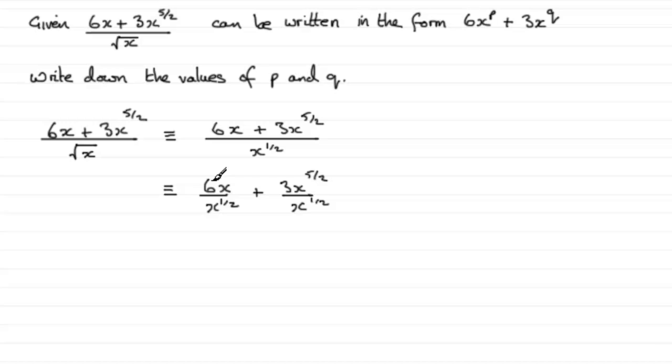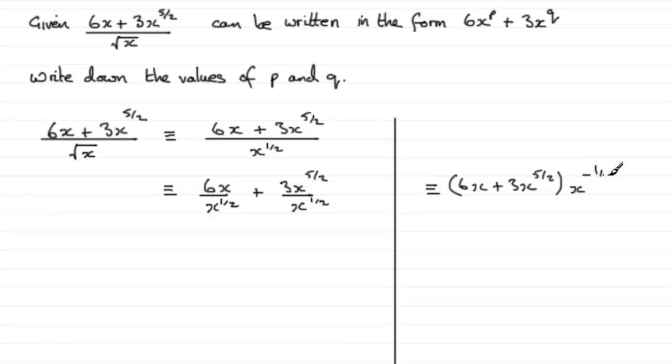Some of you might not want to do it this particular way. There is another way. Let's just run it down the side here as well, simultaneously. What we could say is we could bring up the x to the power half. We could think of the top as being multiplied by 1 over x^(1/2), which could then be written as x to the power minus a half. So imagine this was the line we had written just above. We could think of this as (6x + 3x^(5/2)) all multiplied by x^(-1/2).